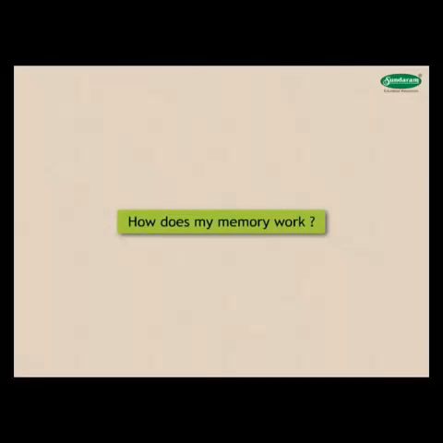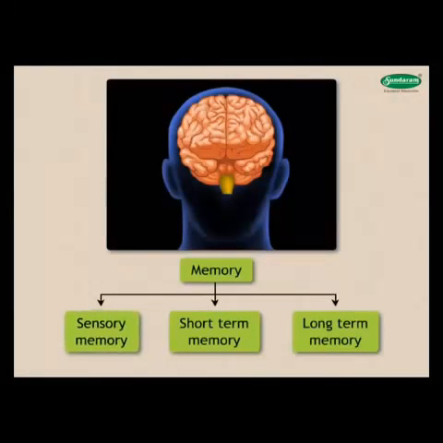How does my memory work? Sensory memory is brief, and tells you what is happening around you. Short-term memory lasts only for 30 seconds. Remember a phone number and dial it, and then it vanishes. Long-term memory is for things that you have carefully learned and memorized.